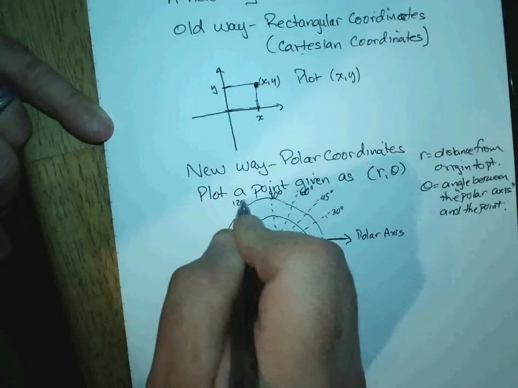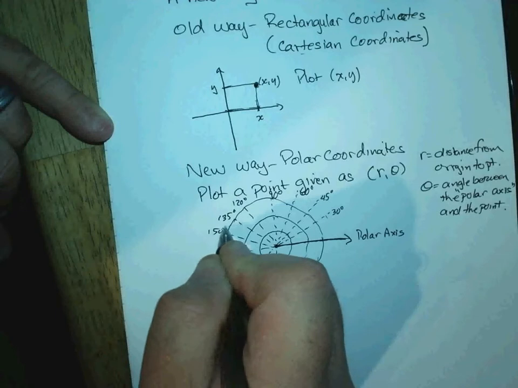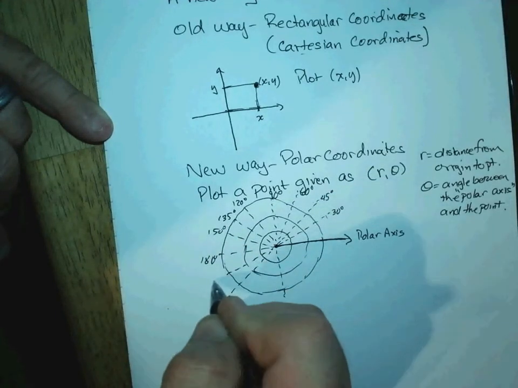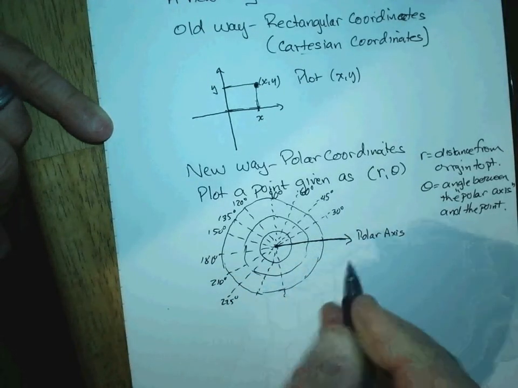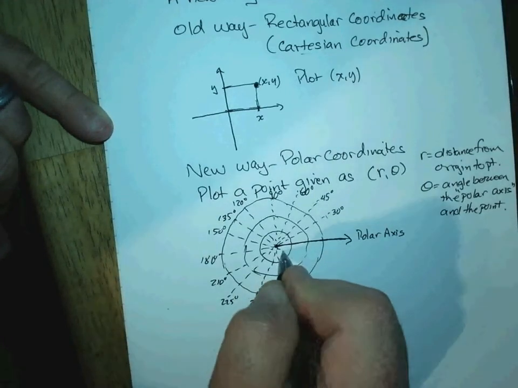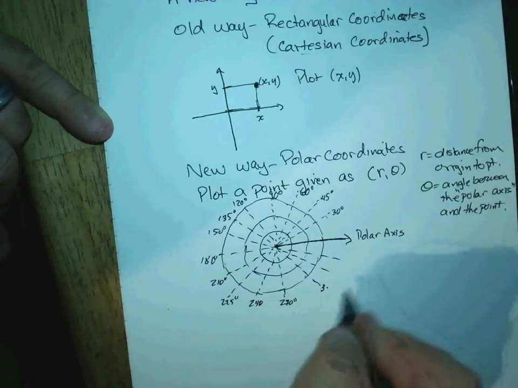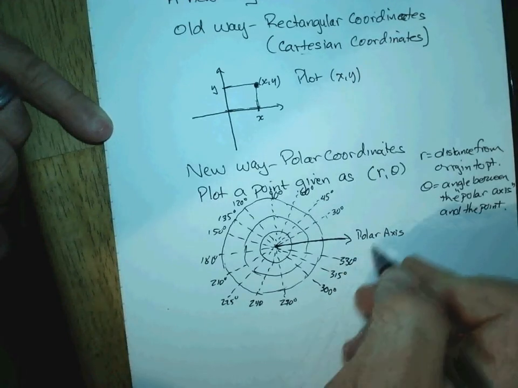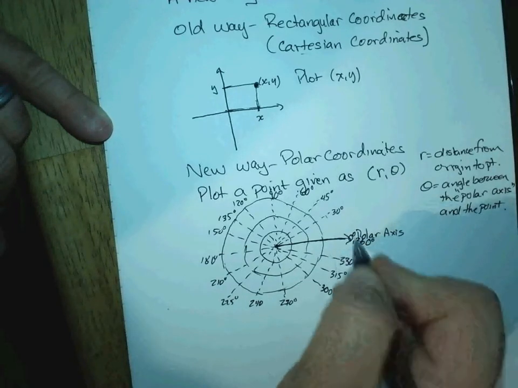120 degrees, 135 degrees, 150 degrees. Here's 180 degrees, 210 degrees, 225 degrees, 240 degrees, 270 degrees, 300 degrees, 315 degrees, 330 degrees, and of course this one right here, that would be 0 degrees, or if you went all the way around, it would be 360 degrees.